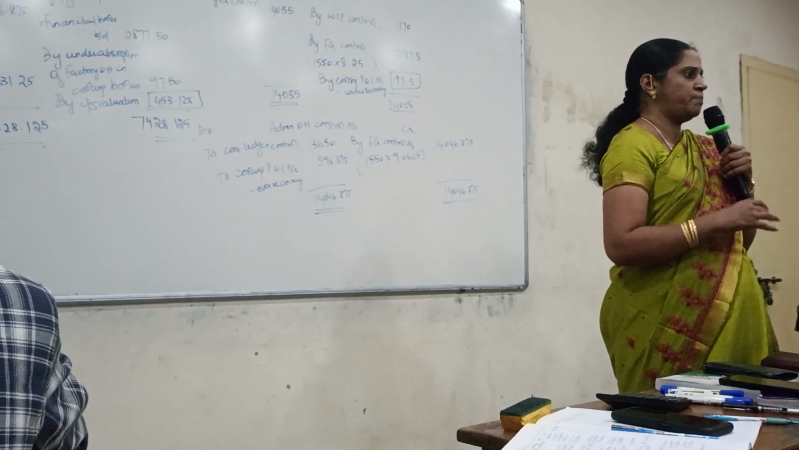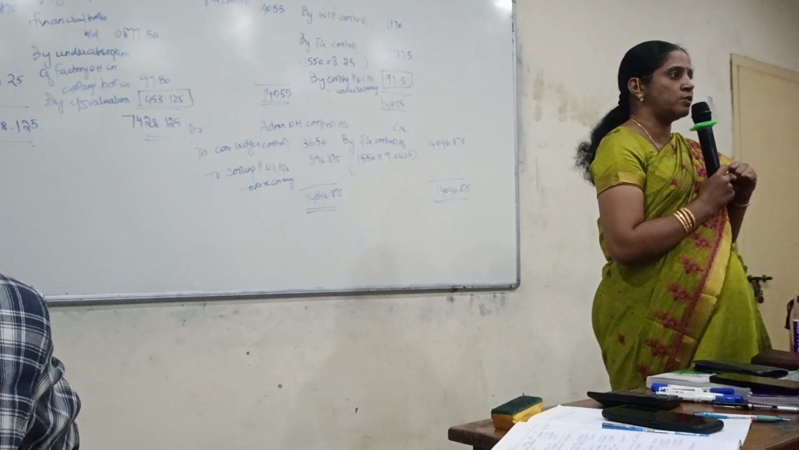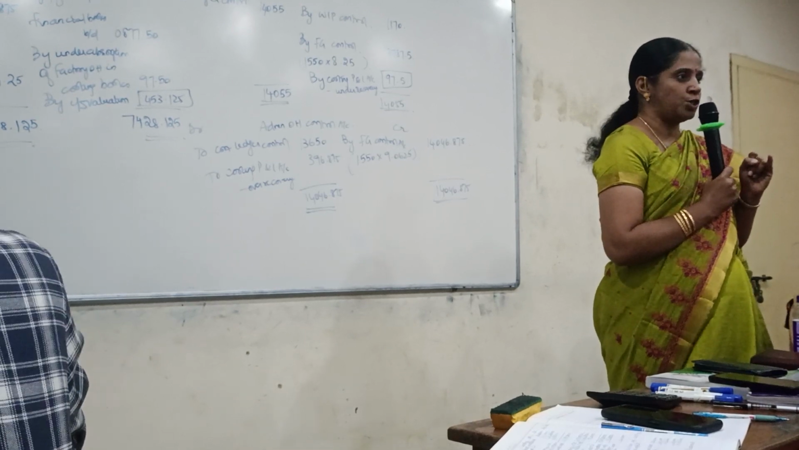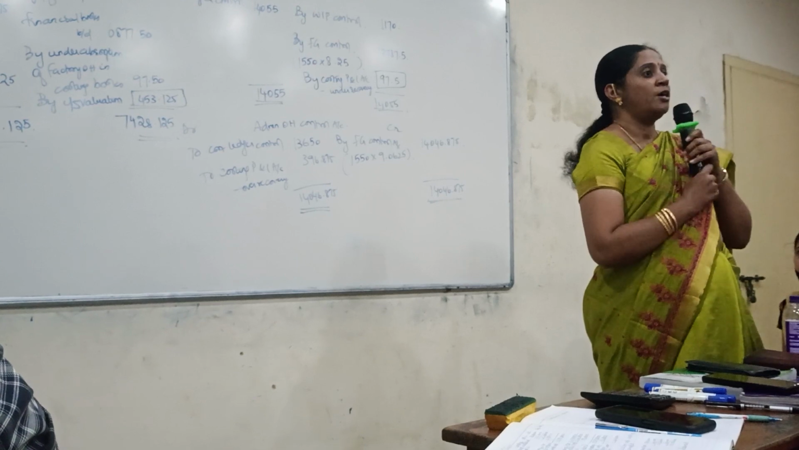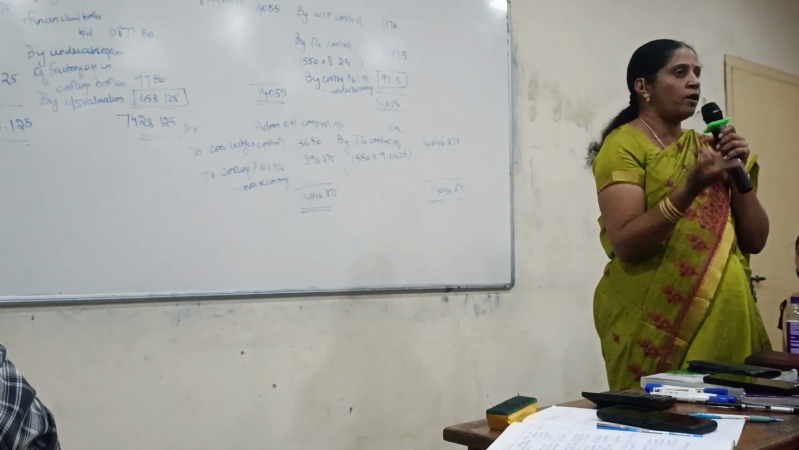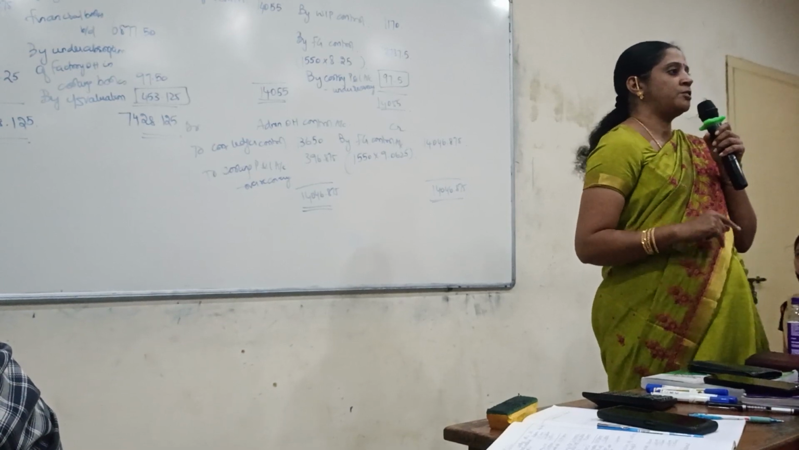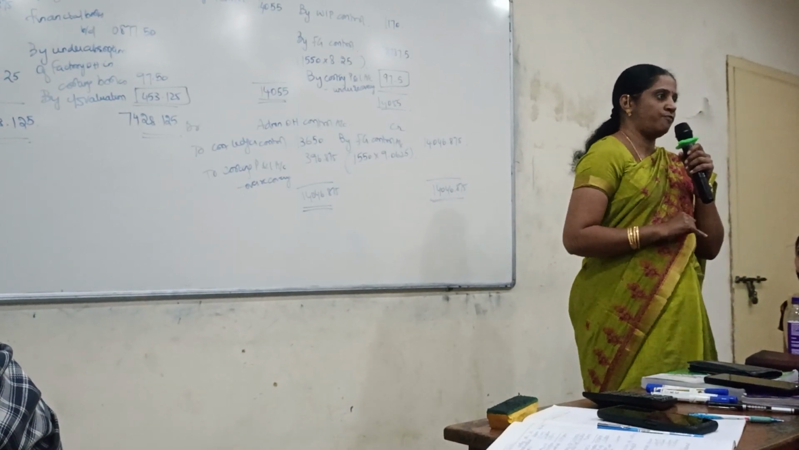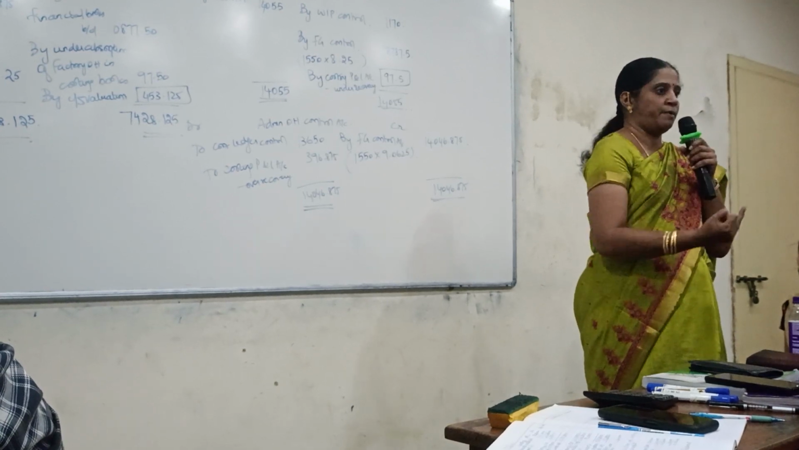Then coming to the decision making, we discussed limiting factor. When a particular resource is limited, you will first find contribution per unit, then you will find contribution per limiting factor, you will rank the products and prioritize production based on the rank. If raw material is the limiting factor, you will find contribution per kg of raw material. If labor hours is the limiting factor, you will find contribution per labor hour.